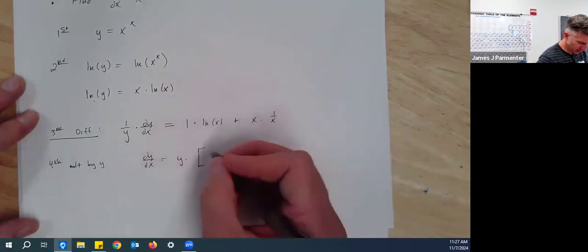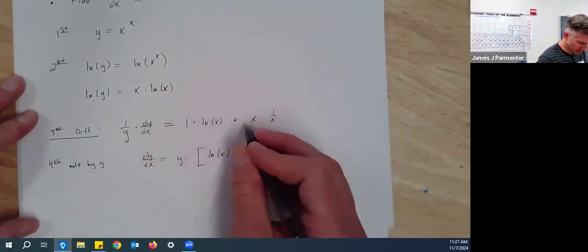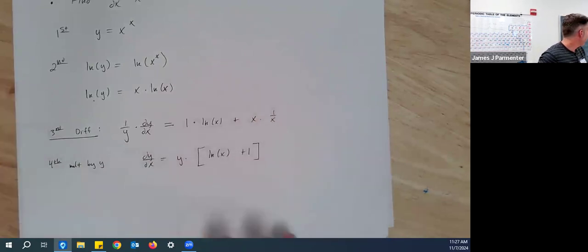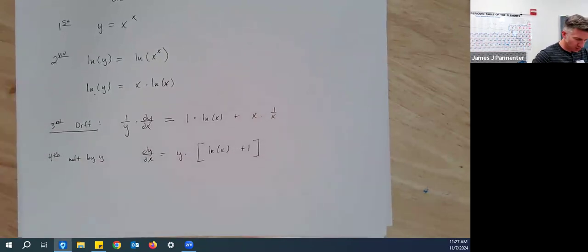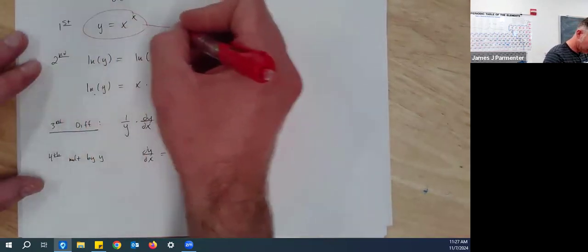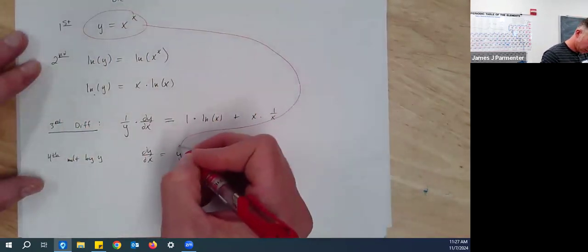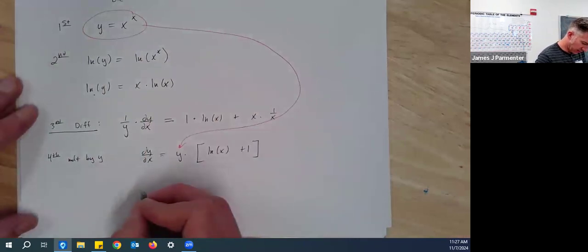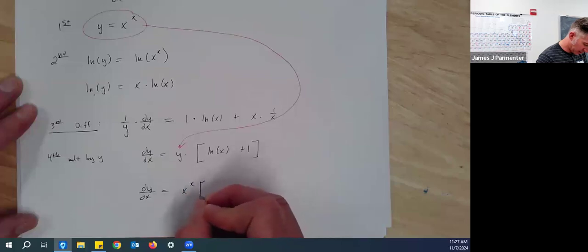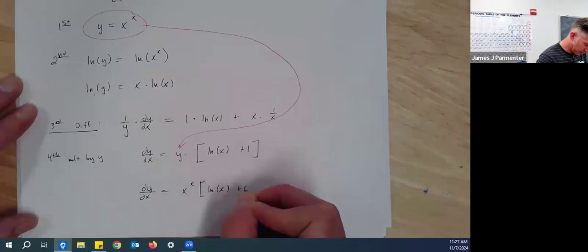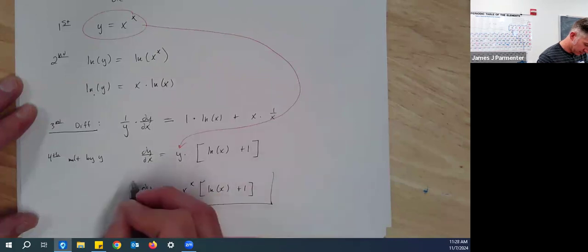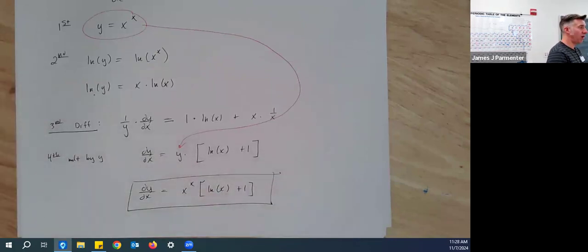And I like to simplify this here if I can. That's just the natural log of x plus 1. And then finally, we should replace y with what we know y is equal to. So we're going to have that dy dx is equal to x to the x times the natural log of x plus 1. And that's the process of logarithmic differentiation. And it's pretty much always these 4 or 5 steps.